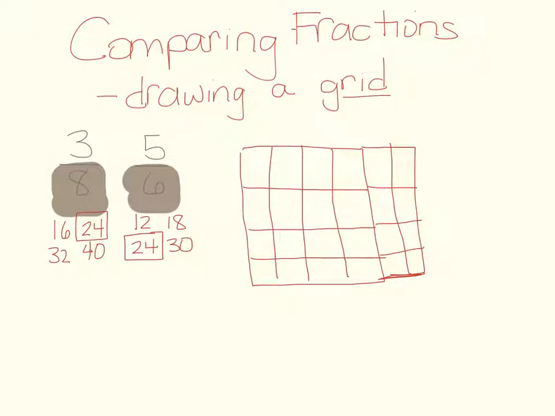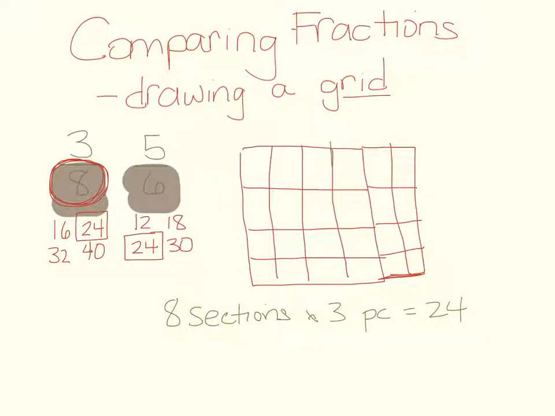Okay, so I need to split my grid into 8 equal pieces, and I'm splitting it into 8 equal pieces because I'm comparing 3/8. My grid is going to have how many boxes per section? Well, I want 8 sections times how many pieces gets me 24? Times 3 pieces each section.